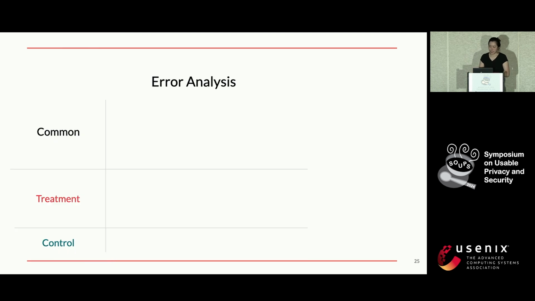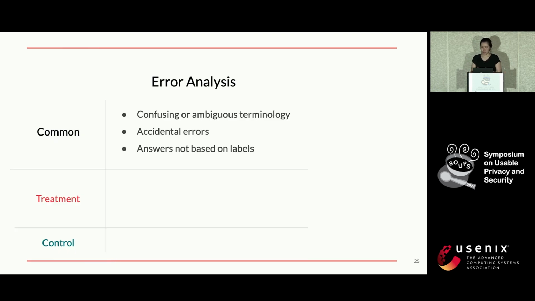All right, let's look at some error analysis. There are some common errors, for example, confusing and ambiguous terminologies. For example, for data types, there's context and context information. For purpose, there's developer advertising and third-party advertising. Participants mix up these terms and provided answers based on the wrong term. For the control, the main issue is incomplete answers, because the control takes a lot of scrolling, and the correct answers are sometimes split between different sections. There's actually one question where 0 control participants got it correct.